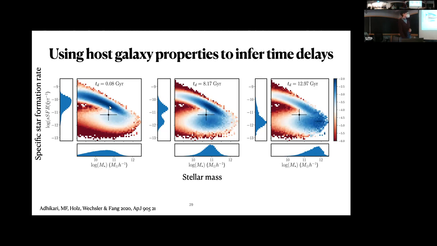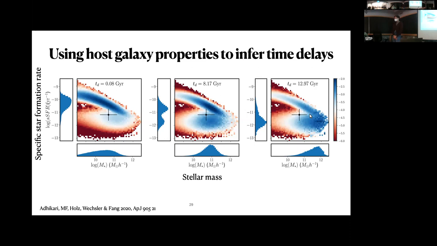This was actually for neutron stars, where we can more easily identify host galaxies, but the story is the same. If your time delays are pretty short, then most of your host galaxies will just be the ones that have the highest star formation rate, because their most recent star formation was very recent. If you have time delays that are very long, most of your host galaxies will just be the more massive ones, the ones that had a lot of star formation a long time ago. So if you observe a bunch of host galaxies and they all seem to be very massive and kind of red, not very star forming, you can infer that the time delays are long.